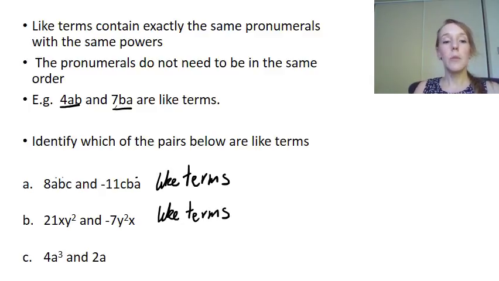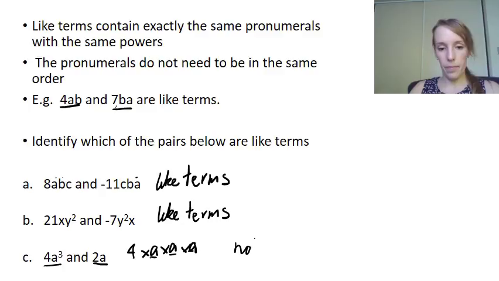Our last one, 4a cubed and 2a. Are they the same pronumerals? Yes. Are they the same powers? No. This is an a to the power of 3 in our first one, and this one here is only a. So the first one really says 4 times a times a times a. So there's 3 a's there, whereas in our second one there's only 1 a. So that means those are not like terms.